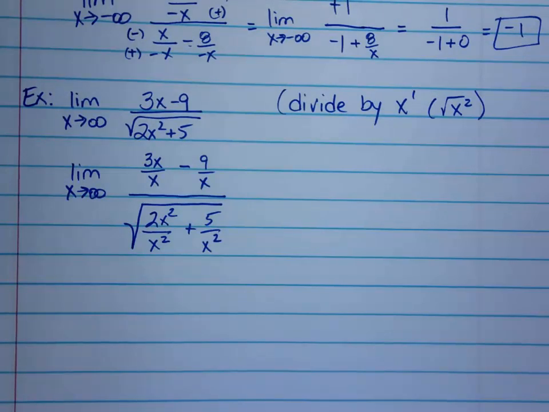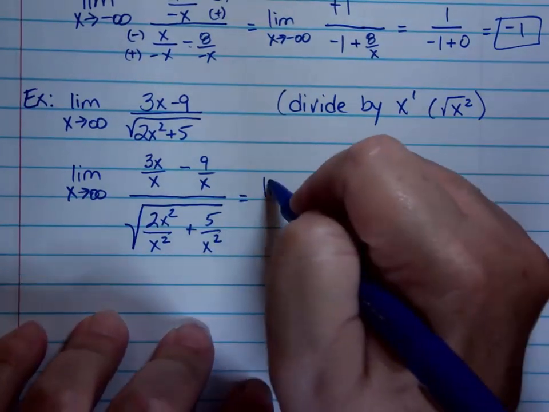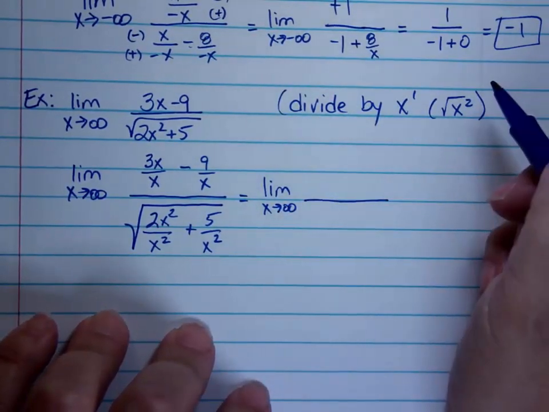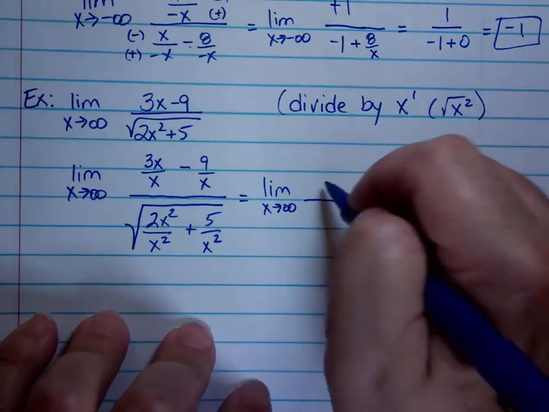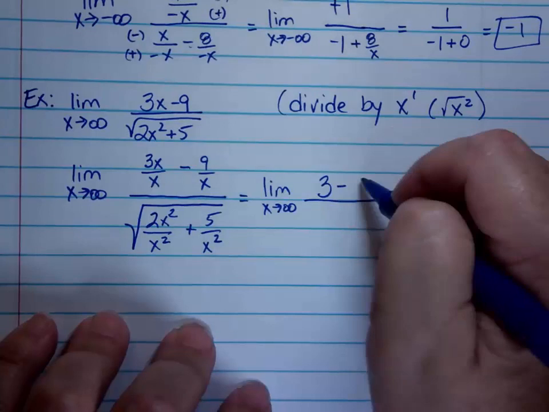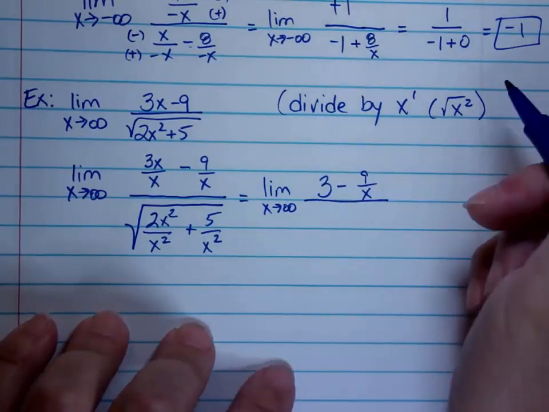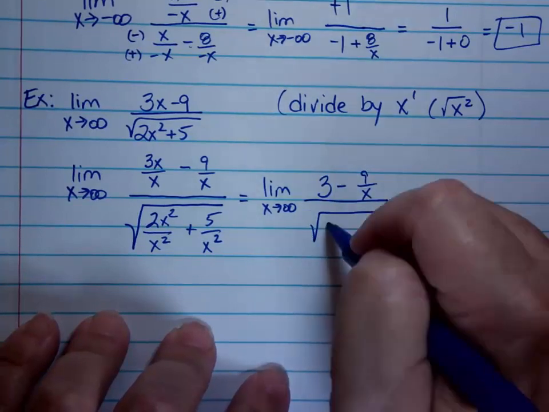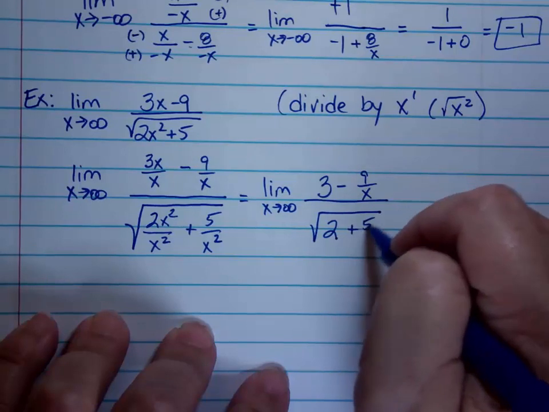Now take a look at that and see if that makes sense to you. Am I still dividing top and bottom by x? Yes, because the square root of x squared is x in this case. Okay? So now it's time to simplify. We have the limit as x approaches infinity of 3. Can't do anything with 9 over x just yet. So just leave it as 9 over x over the square root of 2 plus 5 over x squared.